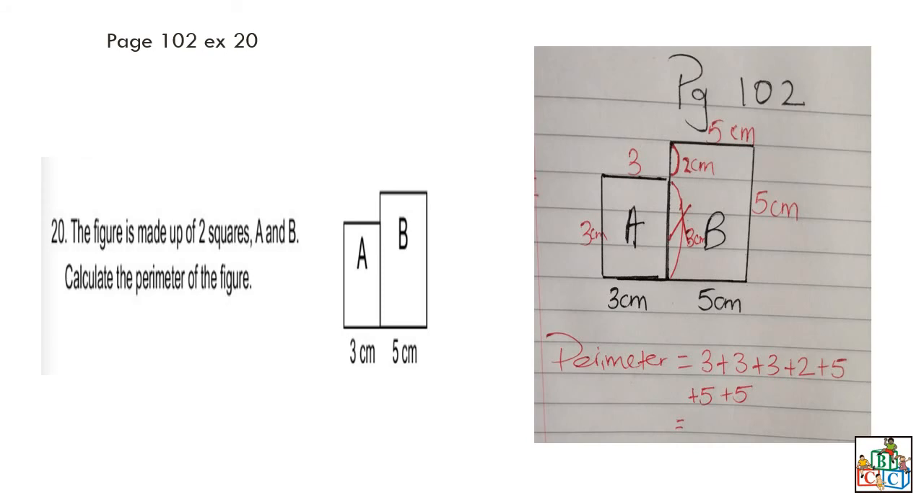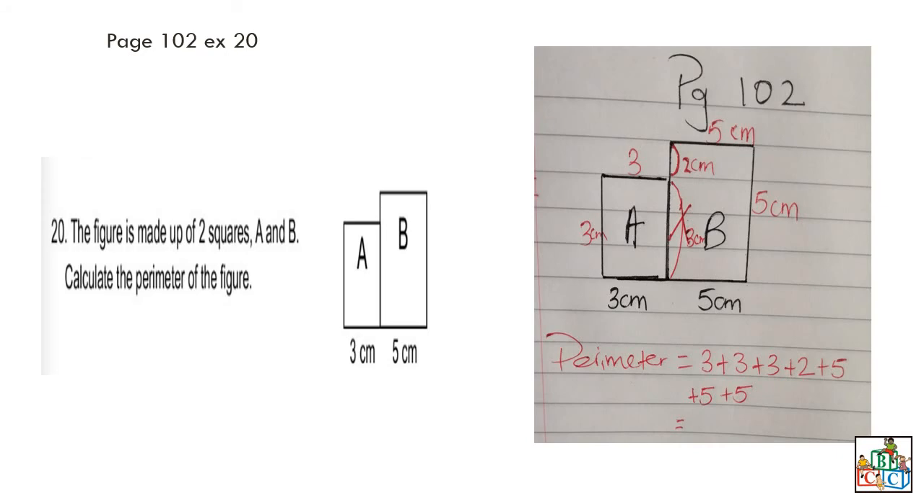The side for B is 5 centimeters. The side for A is 3 centimeters. So you have to find in between. 5 minus 3. You will get 2 centimeters. Now you're not going to take the line in between, which is the inside one. You're not going to take this. You're going to calculate only all the outside sides.